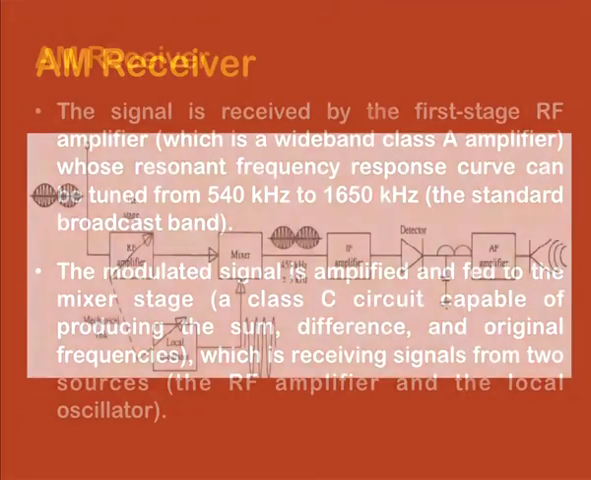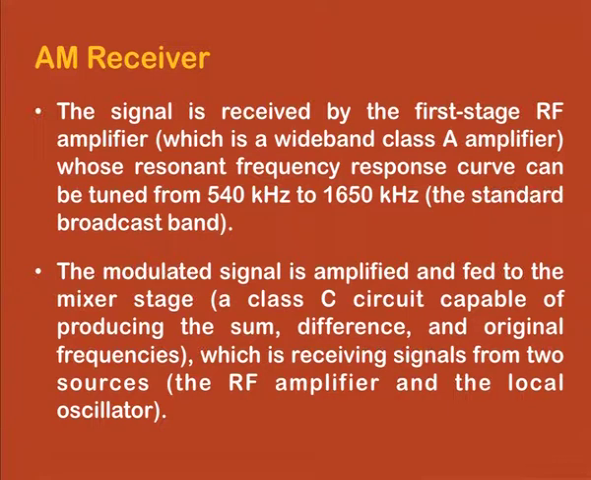What we can see here is the signal received by the first stage RF amplifier, which is a wideband class A amplifier whose resonant frequency response curve can be tuned to the frequency range of AM broadcasts, which is 540 kilohertz to 1650 kilohertz for India, and worldwide it can be somewhere from 500 kilohertz to 1700 kilohertz.